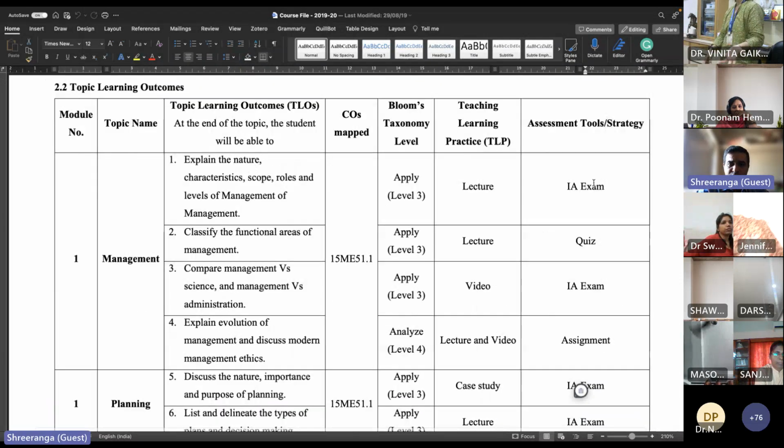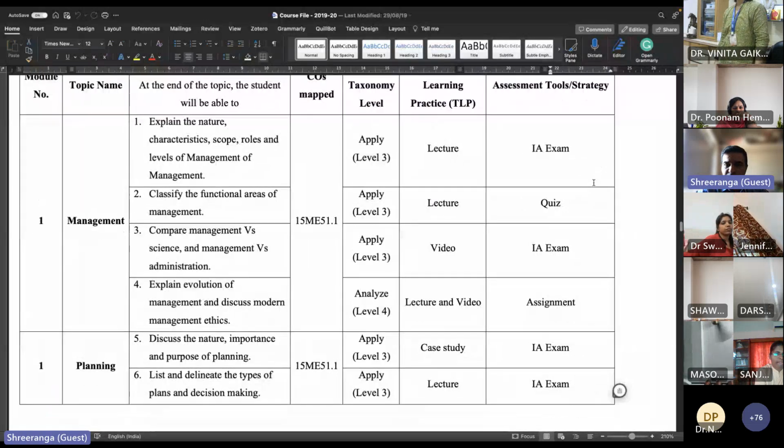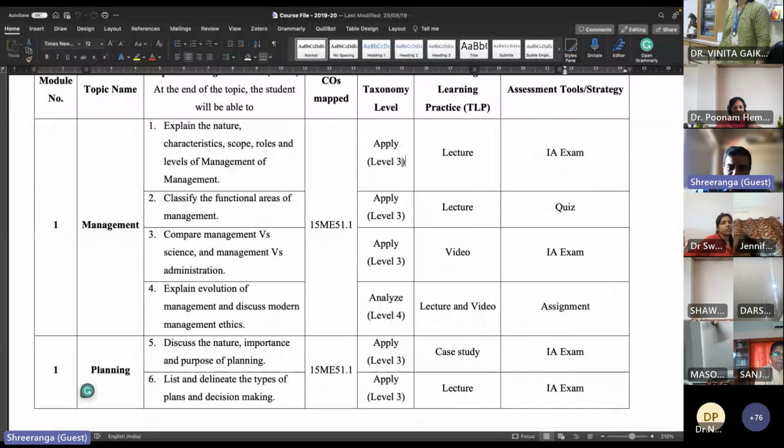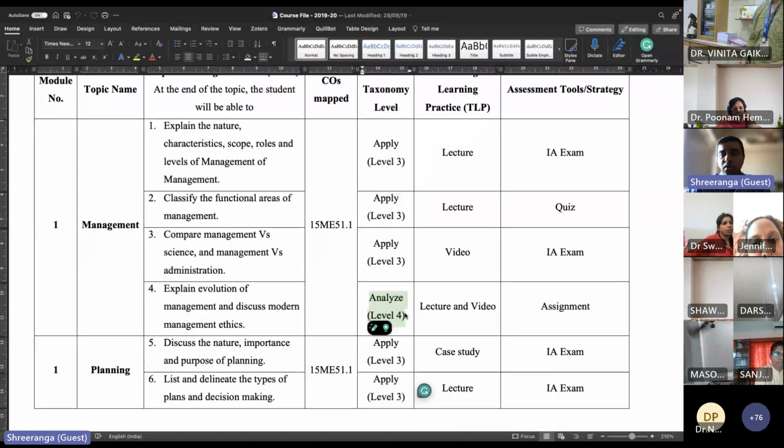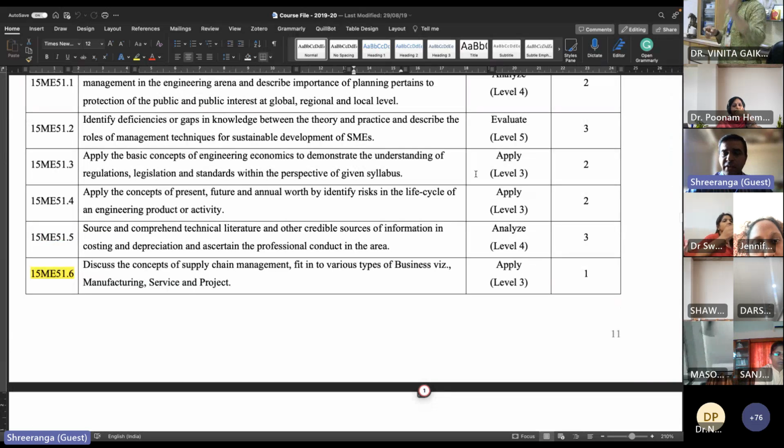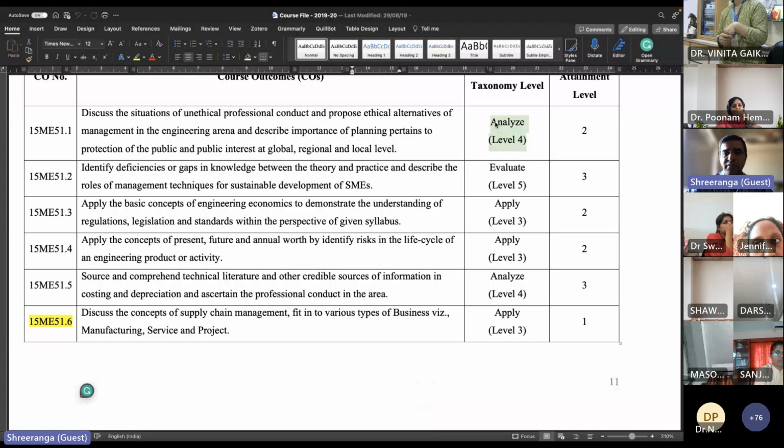However, you can see here in my sheet, the first TLO has been given level 3. This is also level 3. But at a certain point of time, not necessarily in chronological order, among these at least one should be level 4, because ultimately it will match with the level 4 which I have defined here.